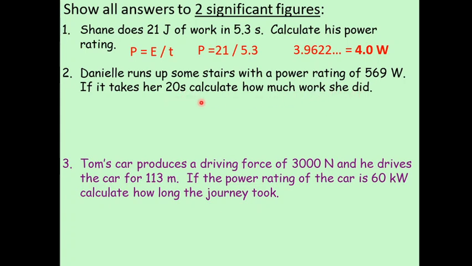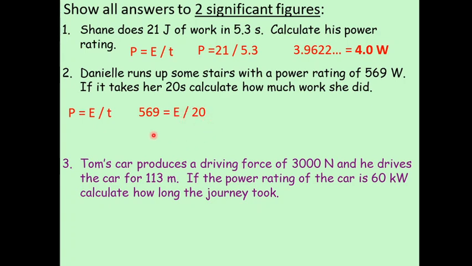Because we've got a time and we've got a power here, we still need to use the power equation, even though it's asking you to calculate how much work she did. So we recall the power equation and then substitute what we've got. We can substitute in the 569 watts for the power. E is the work done, and we don't know that yet. Divide that by the time, which was 20.